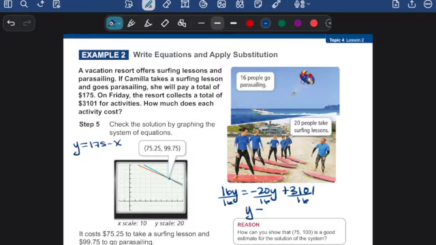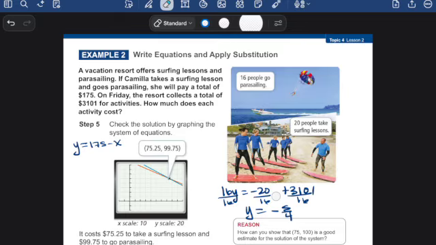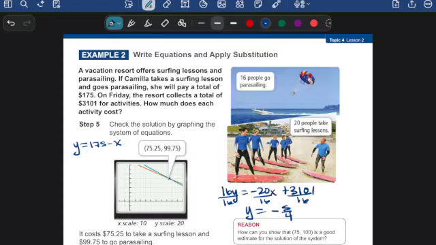And we get y equals negative 5/4 x plus 193.8125. So we can plug those into our graphing calculator.